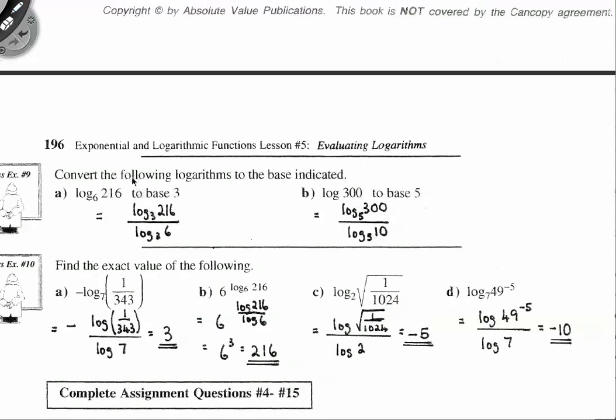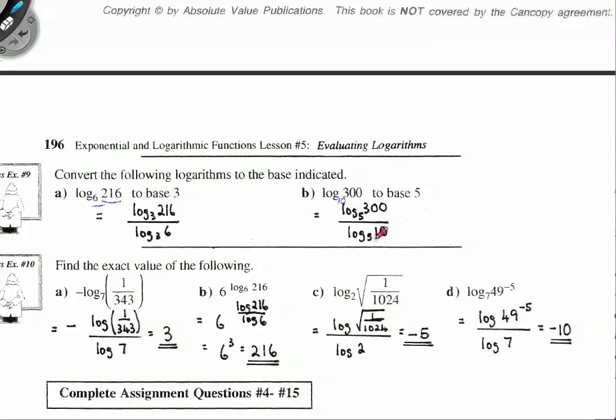Okay, let's do examples. Convert the following logs to the base that's indicated, to base 3. Well, we just put the 16 on top and the 6 below, and we can make any base we want, base 3 in this case. Okay. Log 300 to base 5. Well, this is really, the base is unspoken, it's base 10, remember, so log of 300 over log of 10, and just make both bases 5.